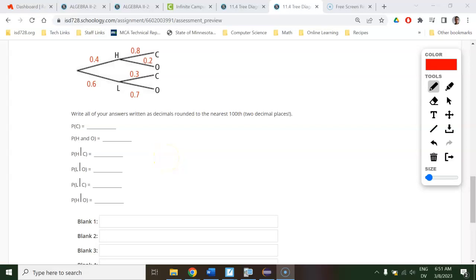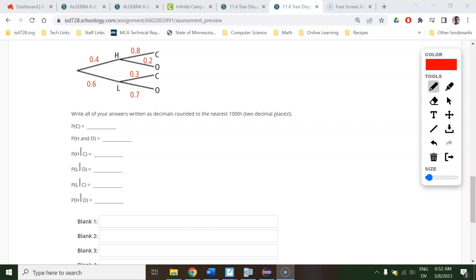All right, this is homework 11.4, day 2 on tree diagrams, and we have to answer all these different probabilities based on this graph. I think the thing here is you have heavy snow or light snow, and then the school being closed. If there's heavy snow, it looks like there's an 80% chance to close, and if it's light snow, there's only a 30% chance it closes. Okay, so that's kind of the way this diagram is set up.